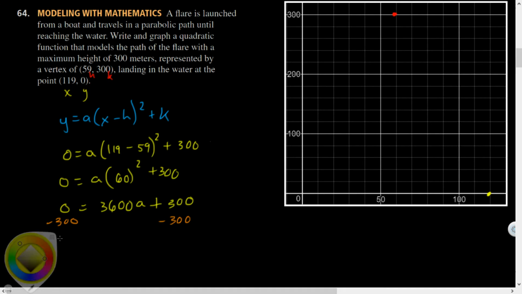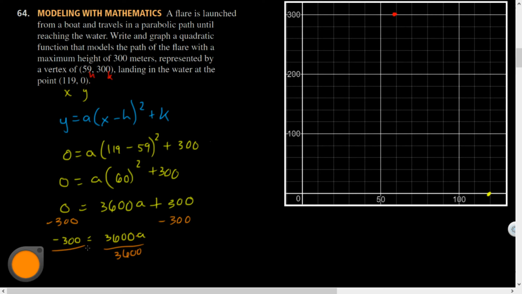So I'll have negative 300 equals 3,600A, and then what do I do to solve for A? To cancel, this one's got 2 zeros and 2 zeros, so that's like I divided top and bottom by 100. 3 goes into 3 once and into 36 12 times. So it looks like A is going to equal negative 1/12.